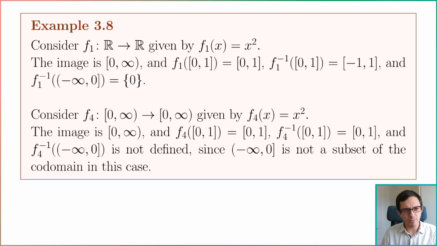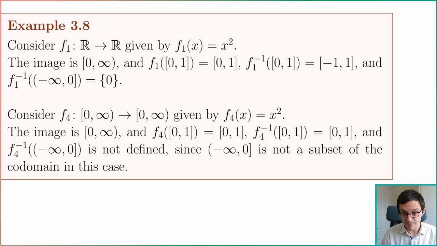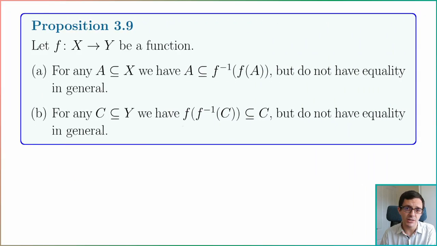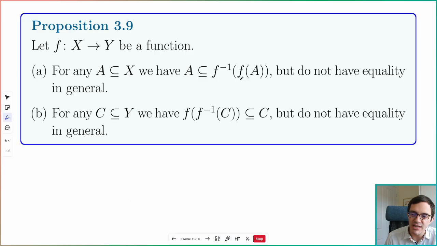I want to show you the status quo of where we've got to, through this proposition. In general, for functions from X to Y, you might take the image of a set and then calculate the preimage of that, in which case I claim that you get back to a set that contains the things you started with, but it's not necessarily the same set. And the other way around, if you start with a subset of the codomain, you calculate the preimage and then you apply f to all of them, then you'll get back a subset of the things you first started with.